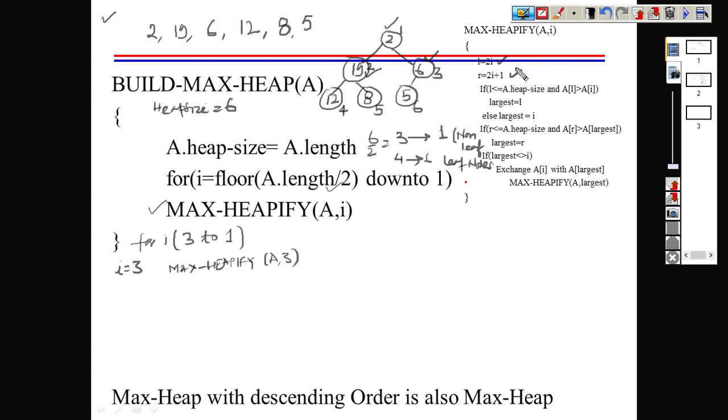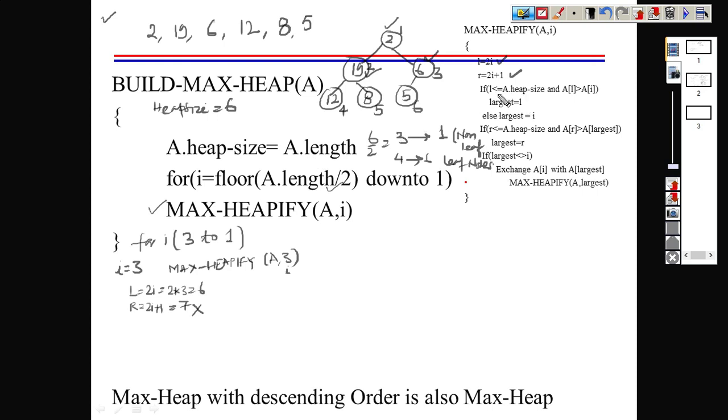So the left child will be 2i, so i here is 3. So 2 into 3, that is, the 6th index is the left child, and 2i plus 1, that is the 7th index. You will see that the heap size is actually 6. That means the right child doesn't exist. You can check from the tree that for this node we have only a left child, there is no right child. So we have already seen how to check whether the left child exists or not.